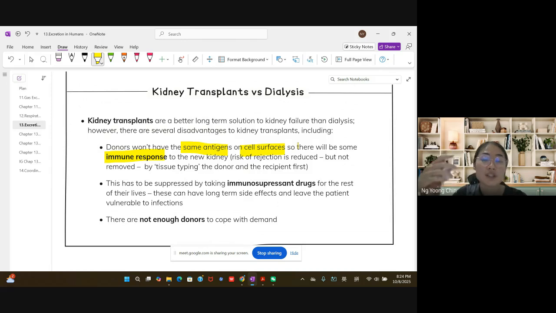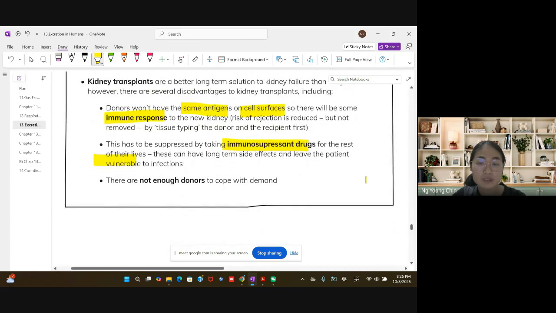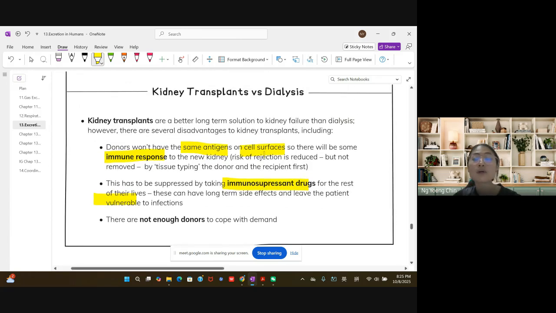That's why, if a kidney transplant is done for the patient, the patient will need to suppress their own immune response by taking immunosuppression drugs for the rest of their life. Because it's a drug, it causes side effects. So it will also affect the immune functions of the patient. Okay, do you know something like this?